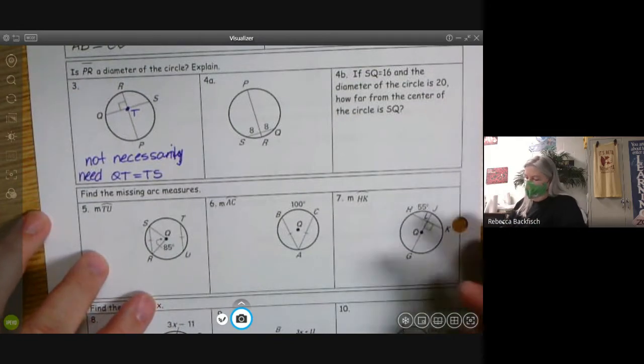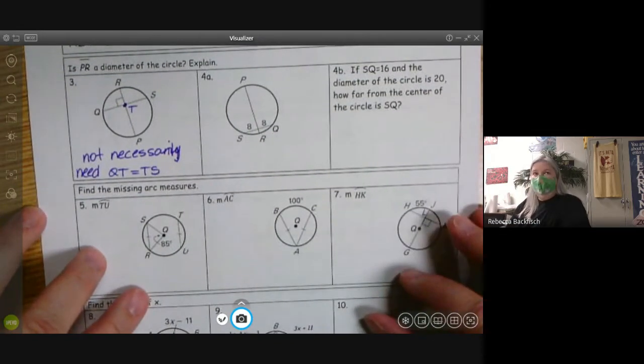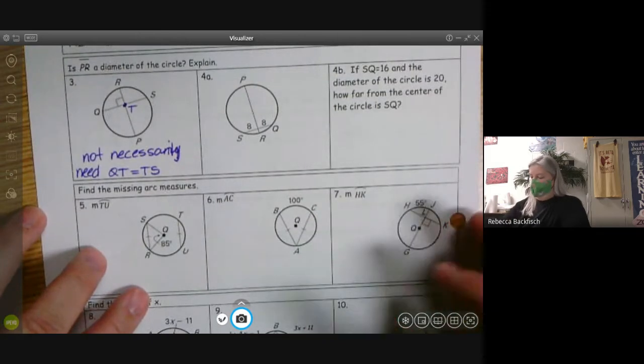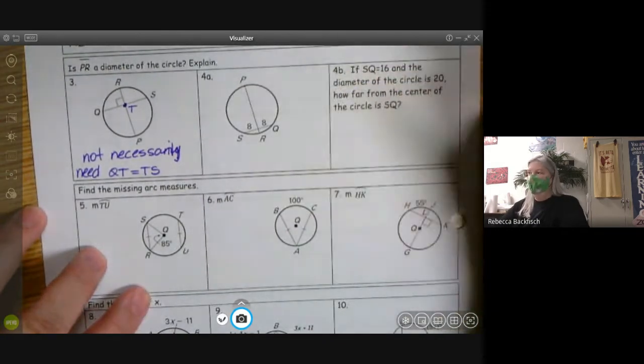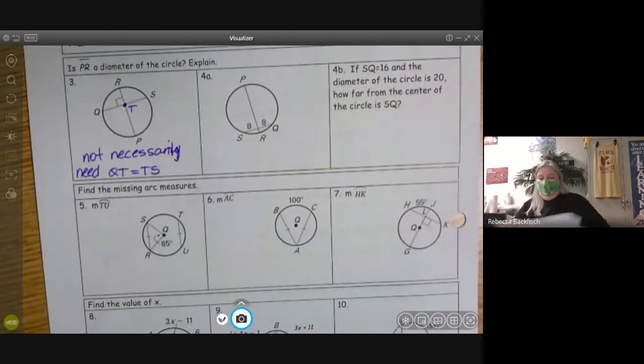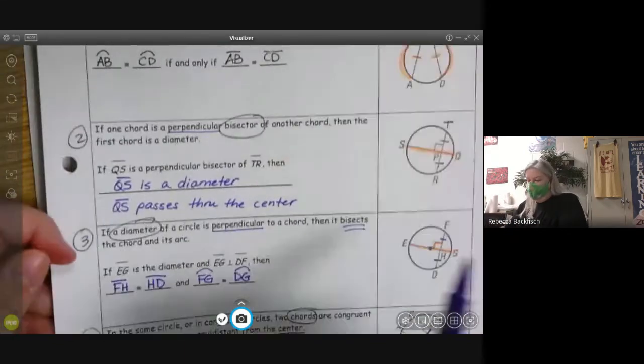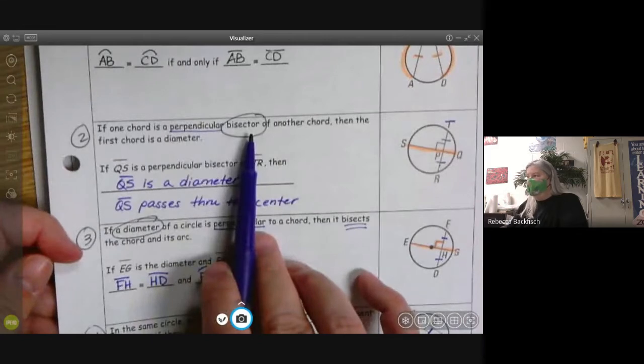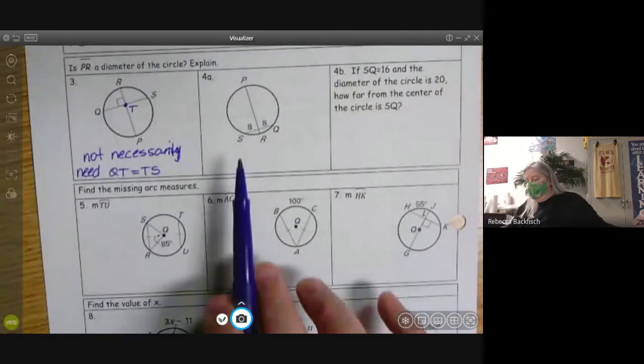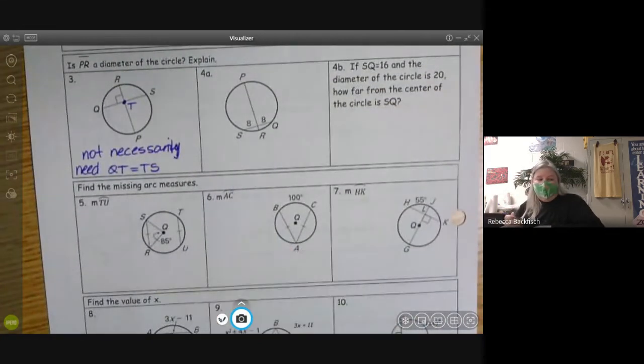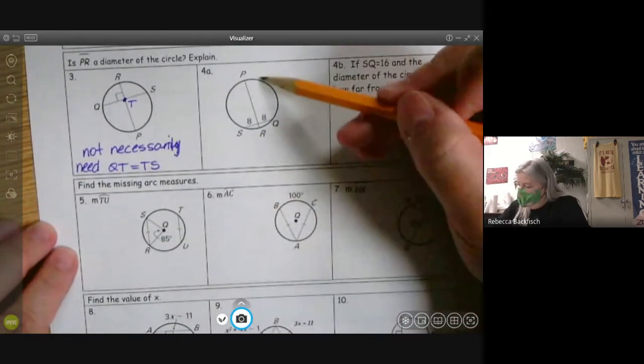Number 4A, this time I do know that it bisects. I know that PR bisects QS, but I don't know the other part I'm supposed to know. I'm supposed to know two different things, perpendicular and bisector. So here I know it's a bisector, but I don't know it's perpendicular. Without a right angle symbol right here, this could look like this.